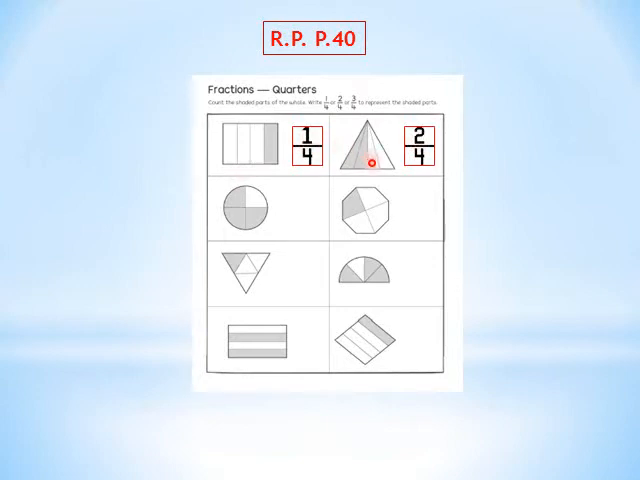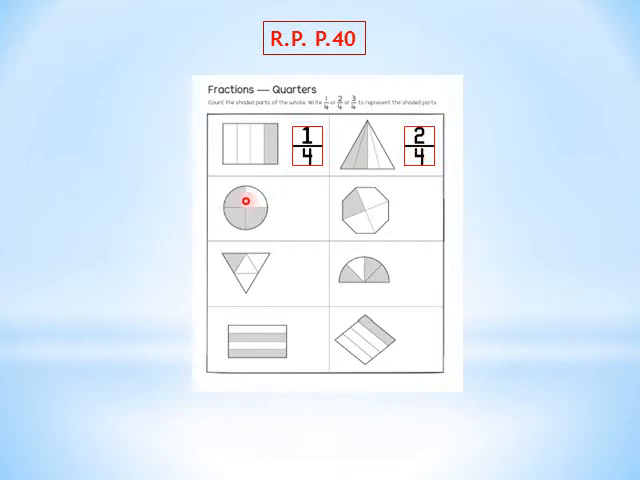What about this triangle? I have 2 shaded parts, so I put 2 at the top. And the total number of parts is 1, 2, 3, 4. So I put 4 at the bottom. So it is 2 over 4 or 2 quarters.